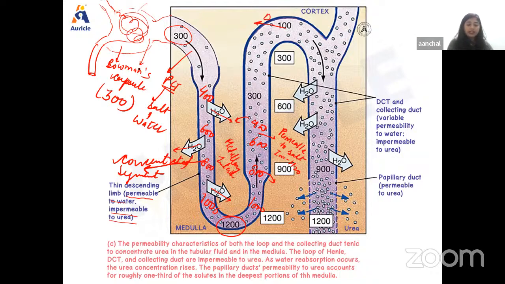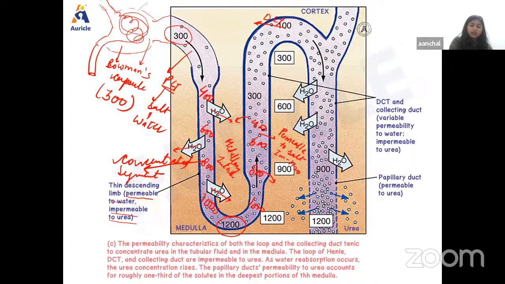One more thing: in the ascending limb we have two segments, the thin ascending segment and the thick ascending segment, as we can see. When the thin ascending segment of the loop of Henle ascends upward in the medullary region, the osmolarity decreases gradually, as we have discussed. Due to the concentration gradient, sodium chloride diffuses out of the tubular fluid and the osmolarity decreases to 800, then 600, 400, right?